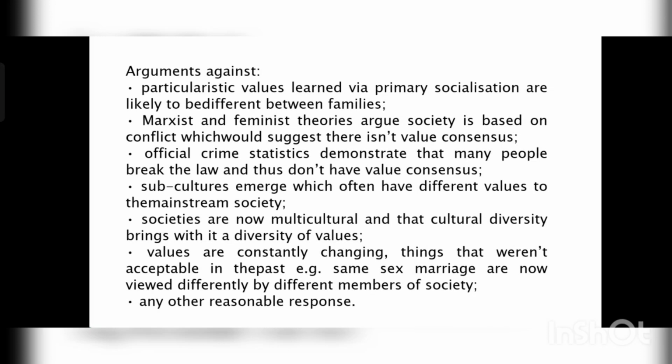Subcultures emerge which often have different values to the mainstream society. We can see that in Western societies we have a lot of subcultures that follow their own rules and regulations, their own norms and values that are different from the mainstream society. So how do we stop those? Those subcultures still exist, and it's very difficult to achieve value consensus.